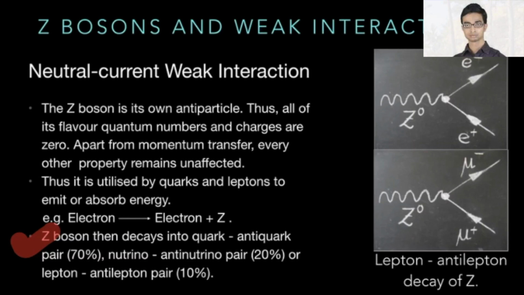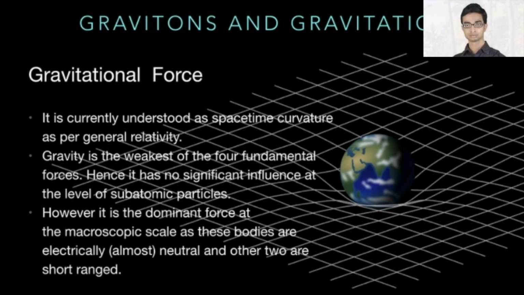The gravitational force field is hypothesized to arise from gravitons and bind particles carrying mass together. Gravity is the weakest of the four fundamental forces. However, it is the dominant force at the macroscopic scale. For example, the orbital arrangement of our solar system is maintained through this interaction only.